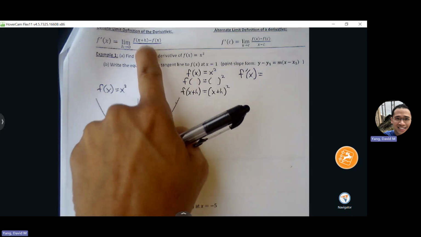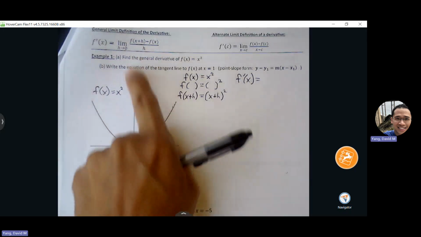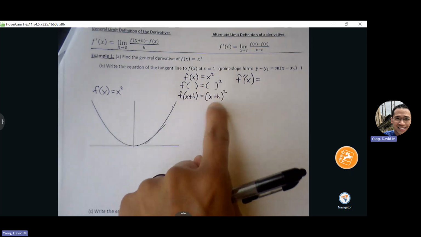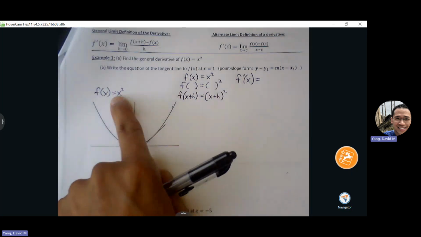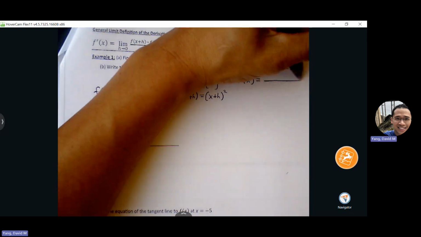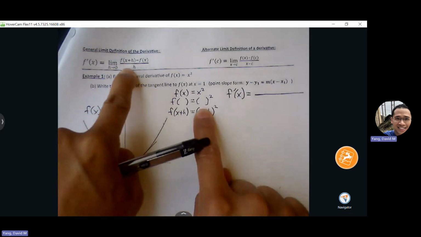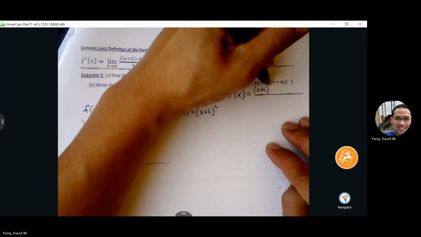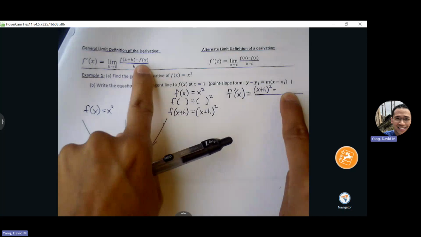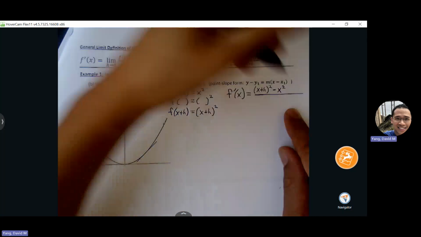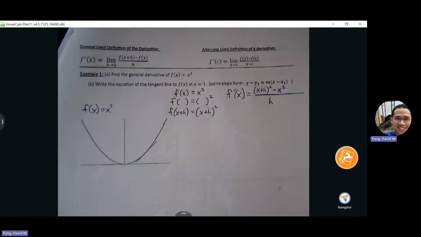If it was f of 2, I would plug 2 in for x. If it's f of x plus h, I'm going to replace x with x plus h. So my function notation for f of x plus h for x squared is simply x plus h squared. So f of x plus h is just x plus h squared minus f of x. f of x is just x squared, all over h. Sorry, I forgot to put the limit notation in front. Limit as h approaches 0.